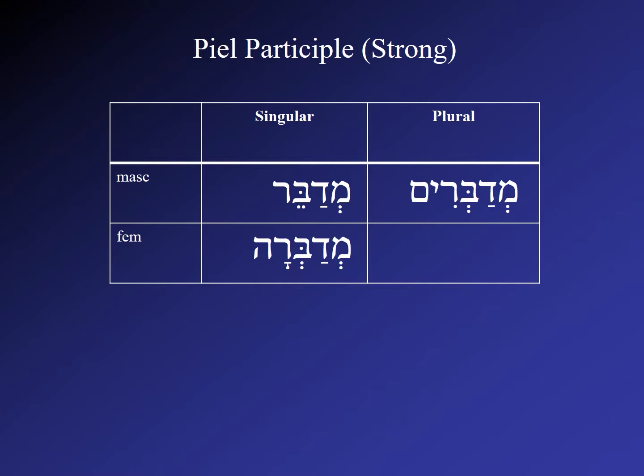There is also a second form of the feminine singular Piel participle, just as there was in the Qal. This is the segolated form, medabberet. Then our feminine plural, medabberot. If you can get to the masculine singular participle, medabber, the rest of them should follow fairly easily.